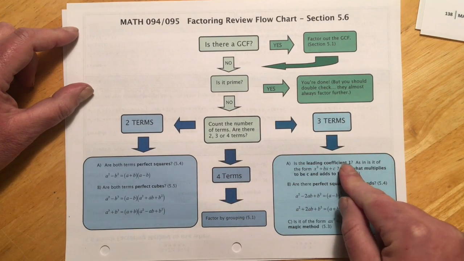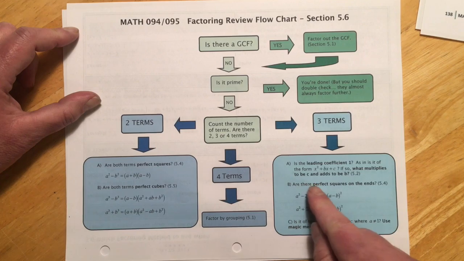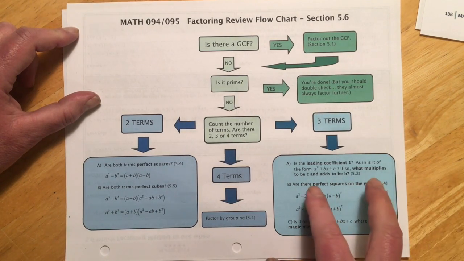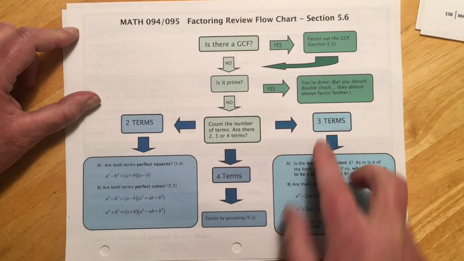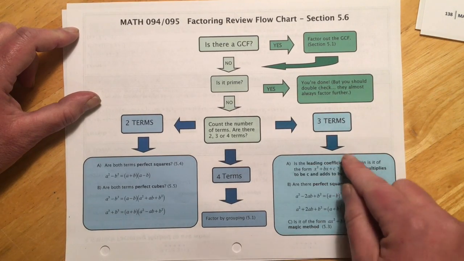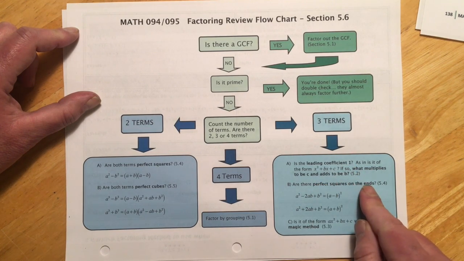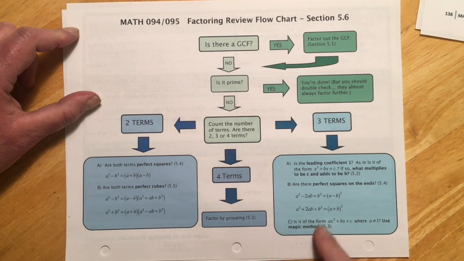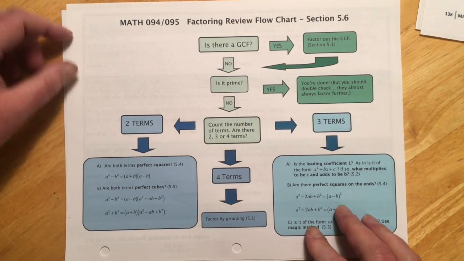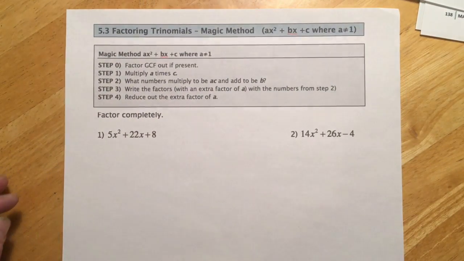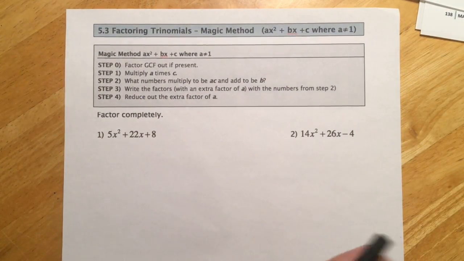We're going to see the leading coefficient is not 1. We're also going to see that there aren't perfect squares on the ends. We don't learn that until the next section, but that will be the next step in our process of elimination. So when both of these things fail, so it's not a 1 in front and there's not squares on the ends, then it's going to be this last kind down here, which is the magic method, and that's what this section's about. This is also probably the hardest section of the quarter, heads up.